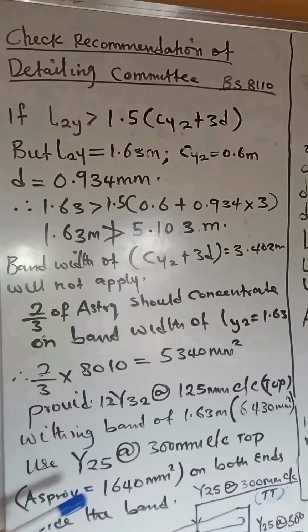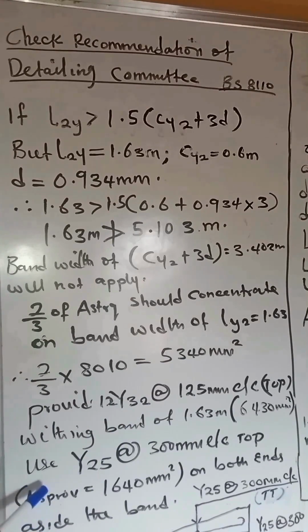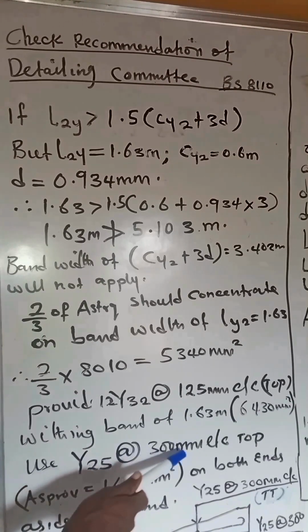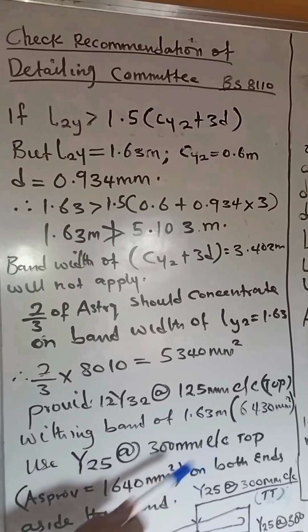Now, the remaining parts of the footing which are not lying within the band will share the remaining reinforcement. So if we have this as a reinforcement, the remaining reinforcement will be shared between the two other sides, which is from this portion and this portion. So if we do that, we'll have both portions having Y25 at 300 millimeter center to center top. Area of steel provided is 1640 millimeter square on both ends of the band.